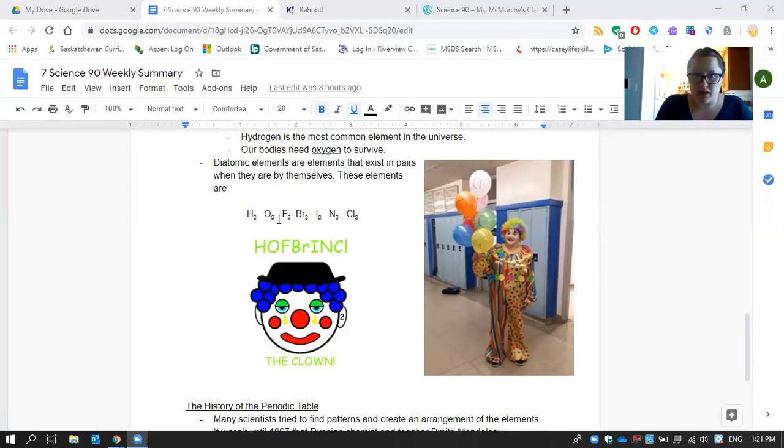The next elements that are also diatomic are oxygen, fluorine, bromine, iodine, nitrogen, and chlorine. So those ones are all diatomic.